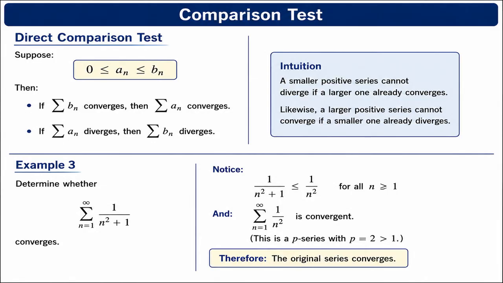In example 3, we want to determine whether this series converges. Notice that the term of this series is less than 1 over n squared. And we already know that the series 1 over n squared converges. Therefore, by the comparison test, the original series also converges. So, the comparison test allows us to use known series to understand more complicated ones.